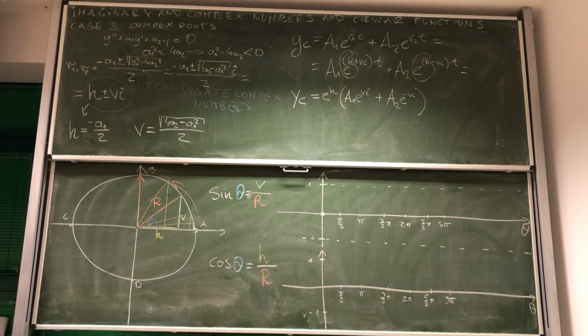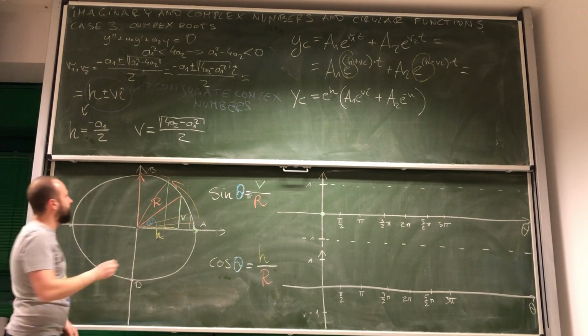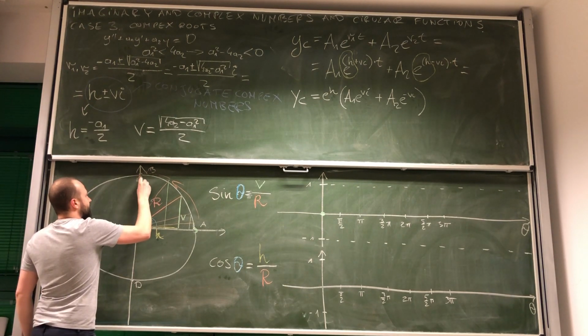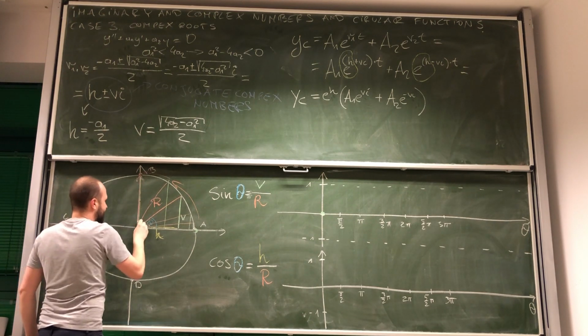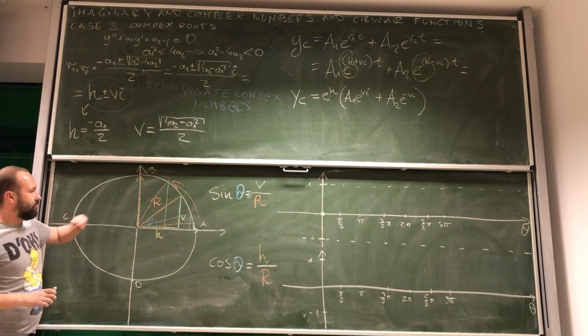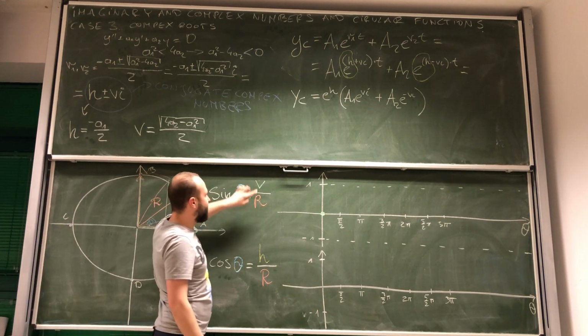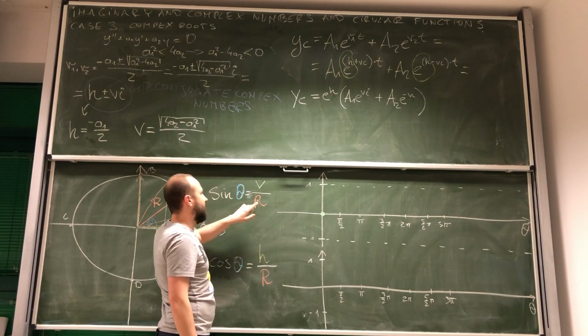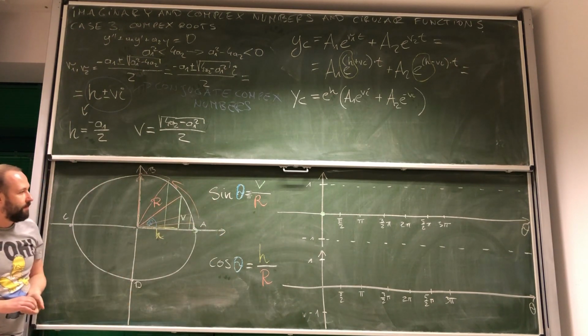What happens in this point? In this point, V is exactly the same size as R. So then, if V and R are of the same size, then V divided by R is equal to 1.